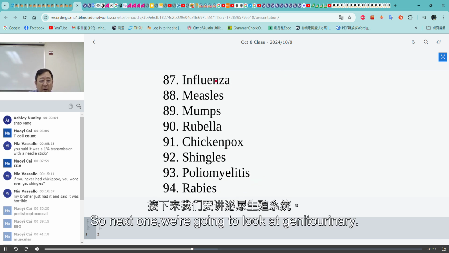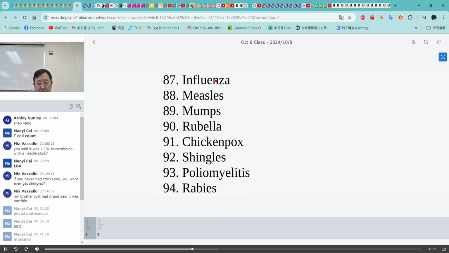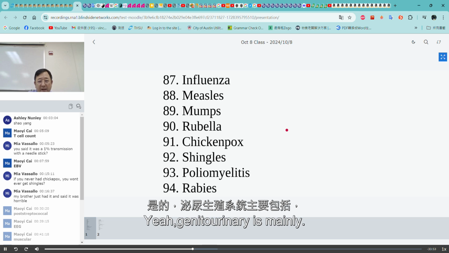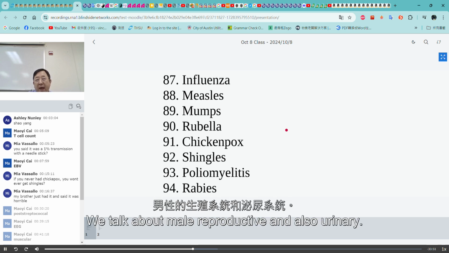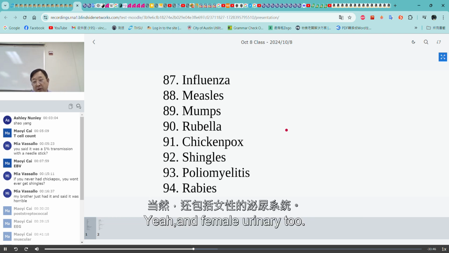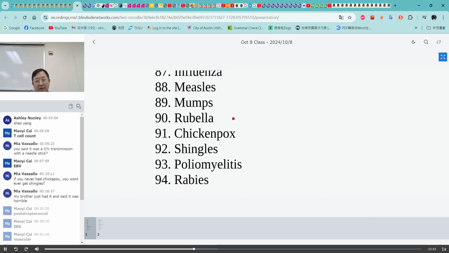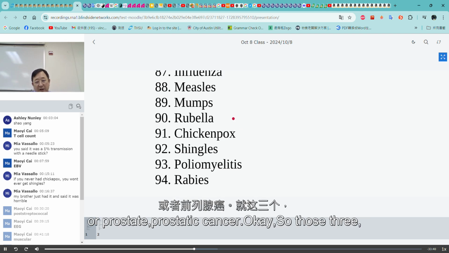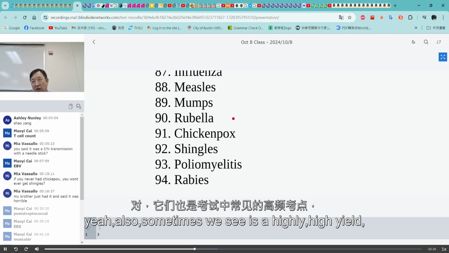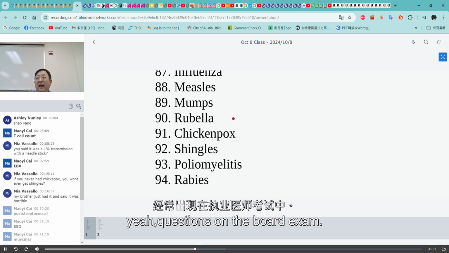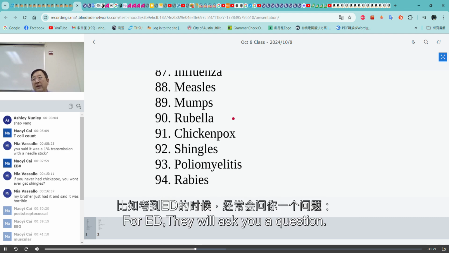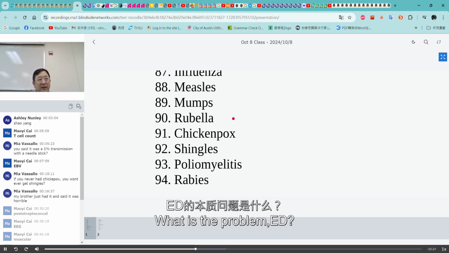Okay. So next one, we're going to look at genitourinary. Genitourinary is mainly about the male reproductive system and also the urinary system, and the female urinary system too. Something you see right away is male ED, benign prostatic hyperplasia, or prostatic cancer. Those three are sometimes high yield, and there are questions on the board exam. For ED, they will ask you a question. What is the problem?